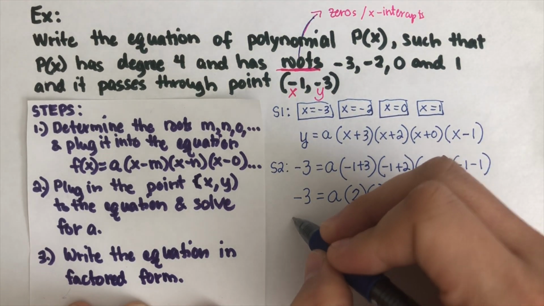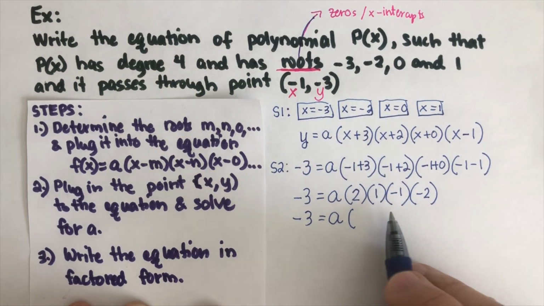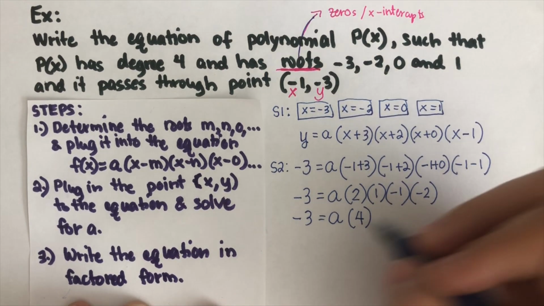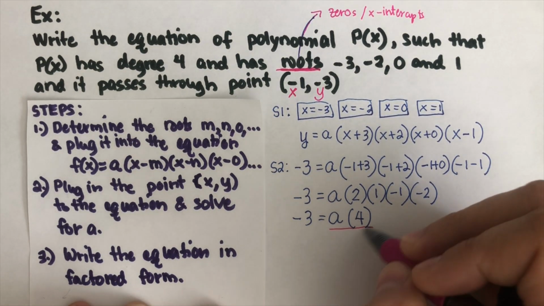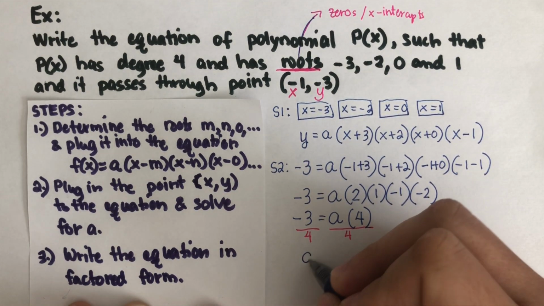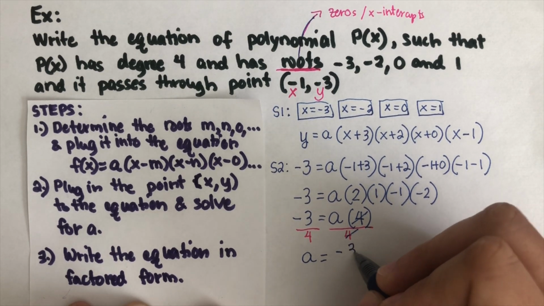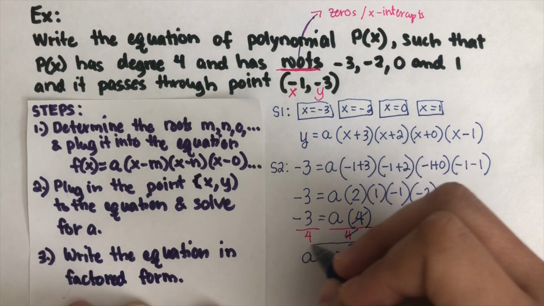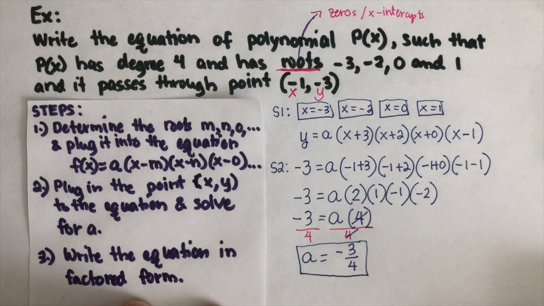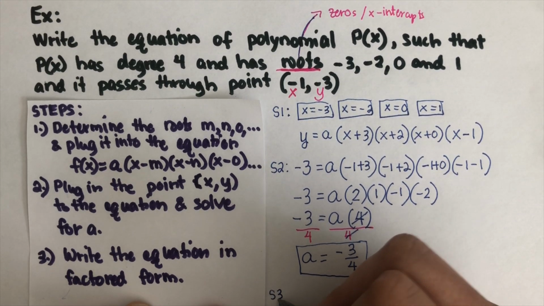Then I multiply that. So negative 3 equals a times positive 4. Divide both sides by 4 to solve for a. Then our a is equal to negative 3 over 4. So this is our a, and that is for step 2. Step 3 is to write the final equation. I'm going to write step 3 right here.